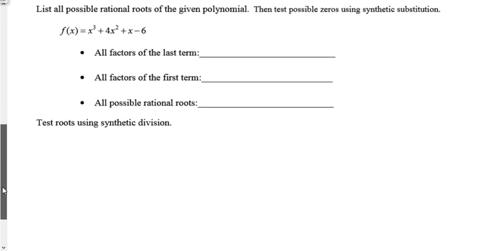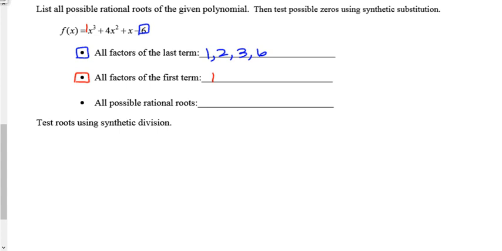All right, now we're going to get into a little bit more depth using this. So it says list all the possible rational roots of the given polynomial and then test them using synthetic substitution. So listing all the factors of the last term, meaning 6. Let's see, I have 1, 2, 3, and 6. And then technically we have a 1 out front, so listing all the factors of 1, just 1. The only factor of 1 is itself.